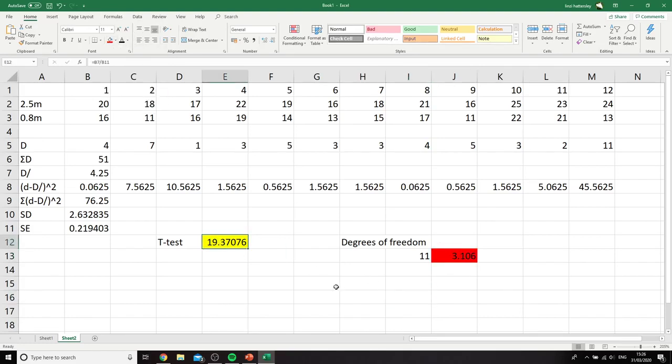Of course, our data, our t, exceeds this value enormously. There is a significant difference between the two. So because it exceeds, we can reject the null hypothesis that there is no significant difference.